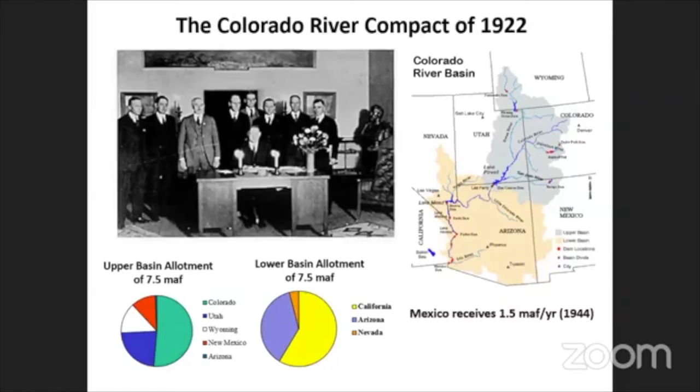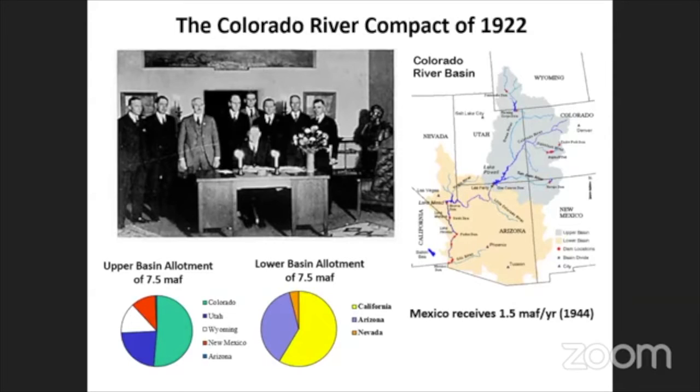The upper basin is Wyoming, Colorado, Utah, and New Mexico, with a tiny fraction of Arizona, oddly, in the upper basin. And the lower basin allotment was for California, Arizona, and Nevada. The lion's share of the water of the Colorado River goes to the states of Colorado and California. Arizona is third in the list there. Nevada gets relatively little in this arrangement. Mexico also, through another treaty later on, receives 1.5 million acre-feet per year. We'll talk about these numbers in a little bit. But this 1922 compact set the stage for how water was to be managed in the Colorado River Basin.